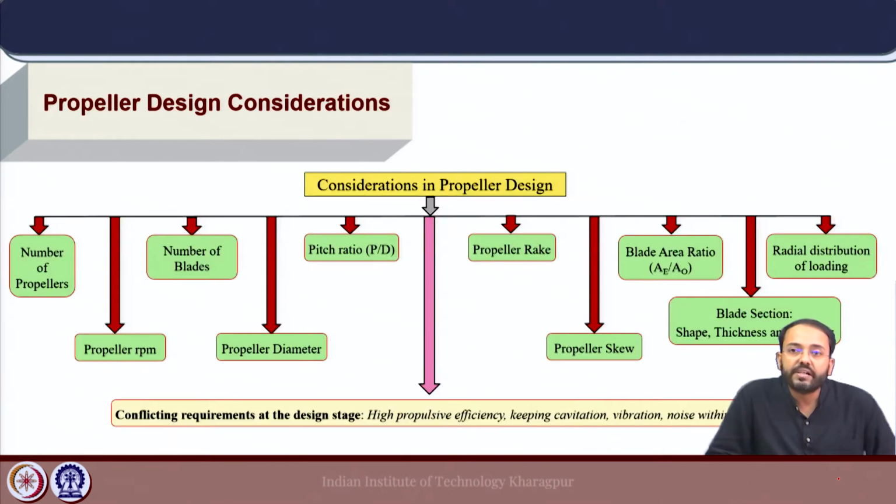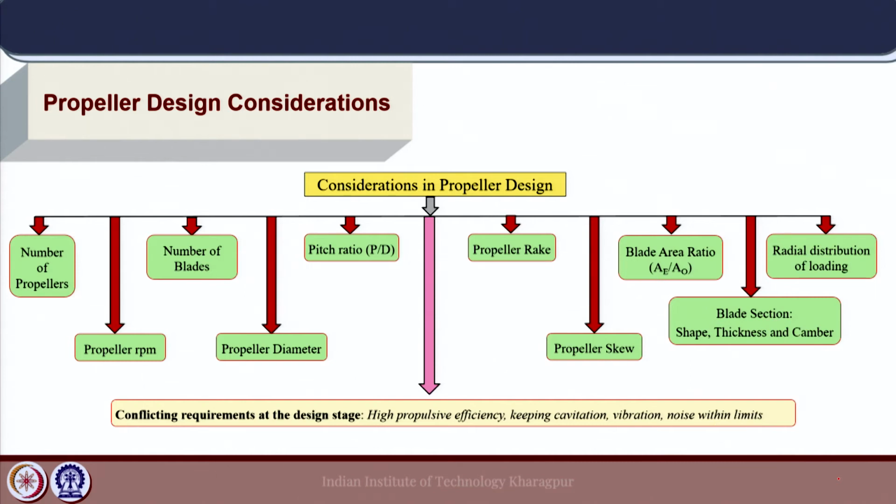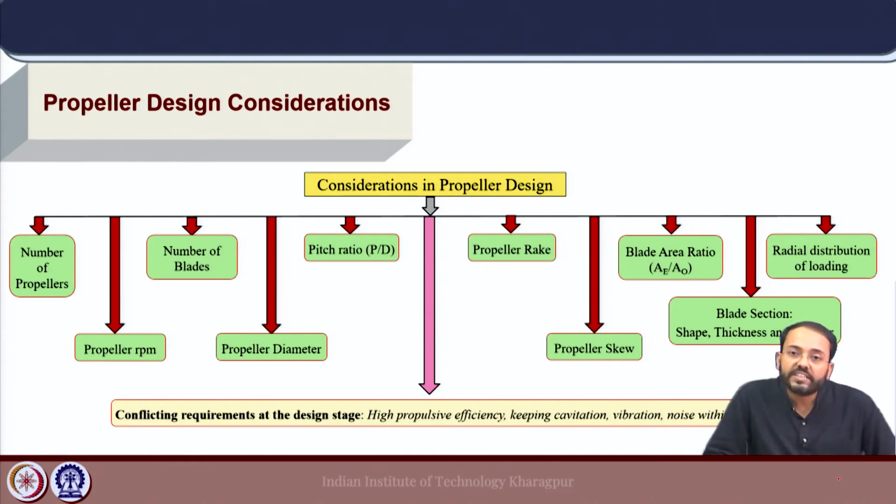So, this table briefly gives the different considerations which are of prime importance in propeller design. We have the number of propellers, propeller RPM, number of blades of the propeller, the diameter, pitch ratio, and some blade geometric parameters like rake, skew angles, blade area ratio, blade sectional parameters like shape, thickness and camber, and radial distribution of loading. Many of these factors give rise to certain conflicting requirements in the design process.